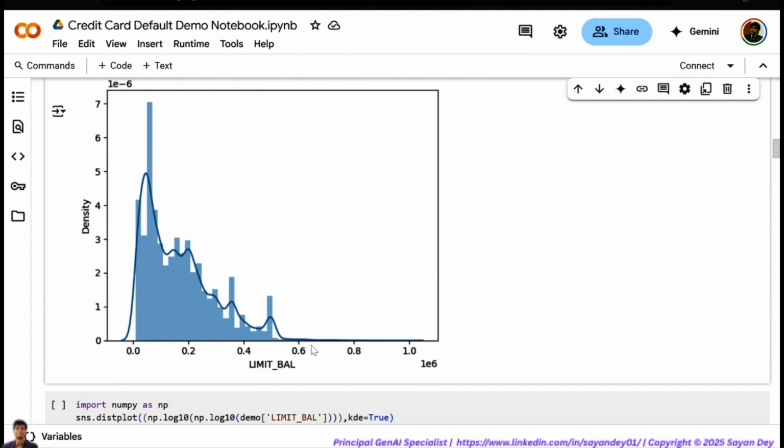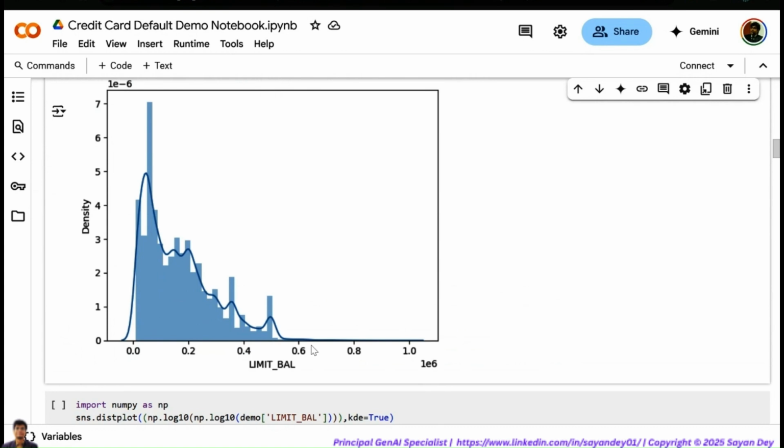And if you recall, this is a right skewed or a positively skewed distribution. Okay, why do we call it a right skewed or positively skewed distribution? Because most of the limits are average to low. Most of the credit limits are average to low. And that is the general pattern, right?